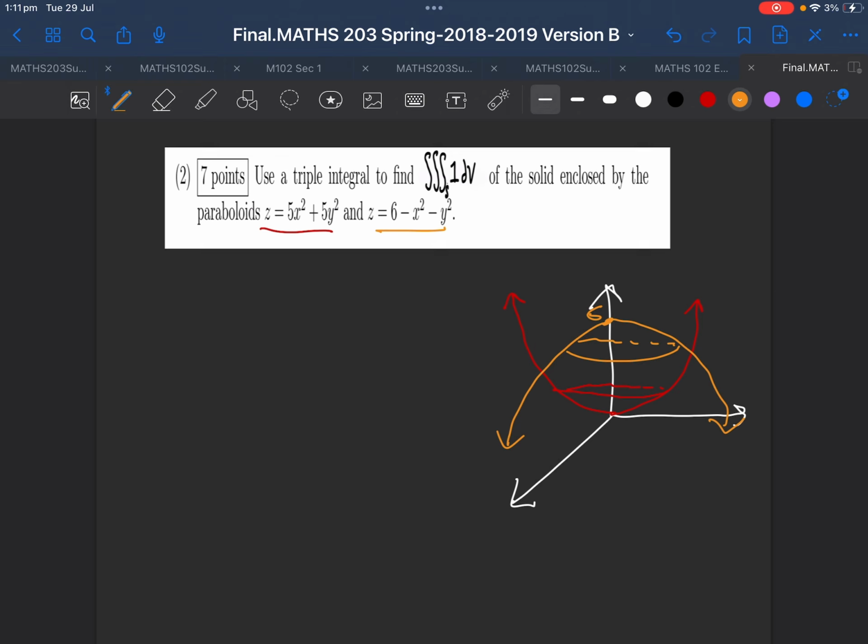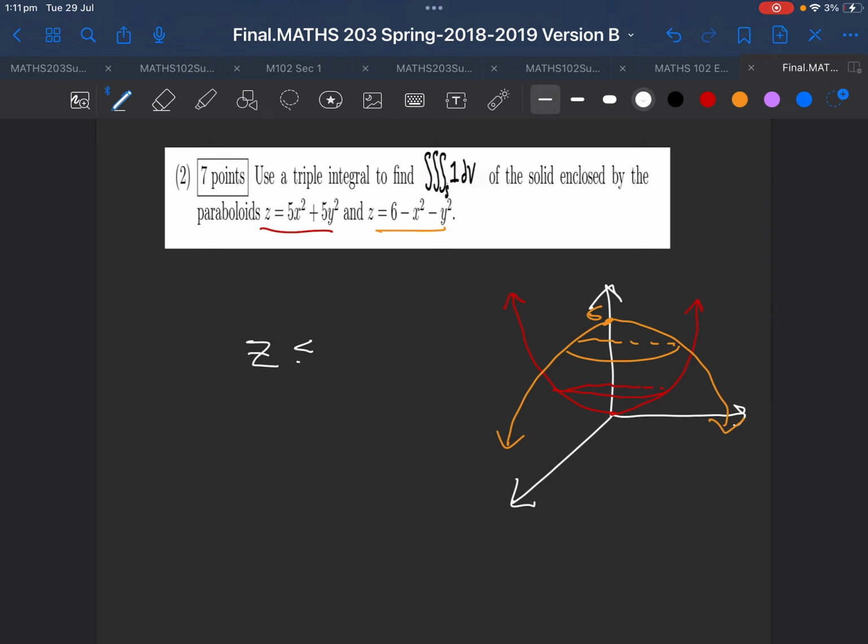And that's what we get. And we need to find the triple integral. Now, in order to find the triple integral, we need to see which variable to start with. And the easiest one is to start with z. Why? Because if somebody is inside the region, the top will be the orange and the red will be the bottom. And that's why it's easy to start with z.